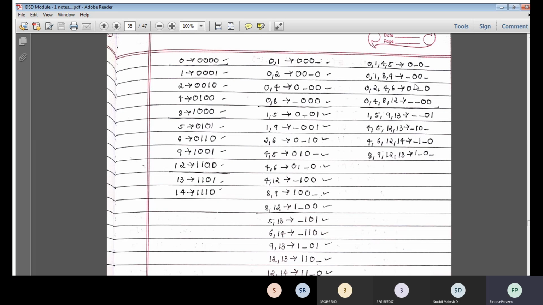Now 0189, okay, 0189 and 4 5 12 13. Whether it is that, okay, 0189 first and last position, here also first and last position. Again it is varying with one single variable, that is the second position only is varying. So what can I write? Dash dash 0 dash.